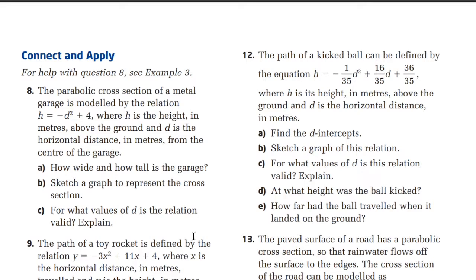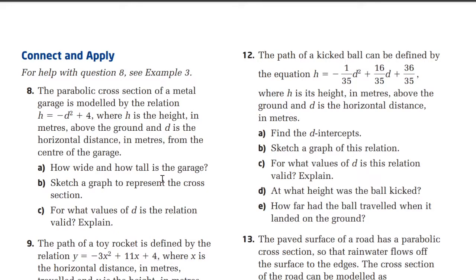So in the case of 8 and 11, I'll take up both of those. So question number 8 has us looking at a parabolic cross section of a metal garage, and being modeled by the formula height equals the negative of the distance squared plus 4, where h is the height in meters above the ground and d is the horizontal distance in meters from the center of the garage. How wide and how tall is the garage? Sketch it, and then what are the d's? Are they valid in this relation? And that's an important concept here too.